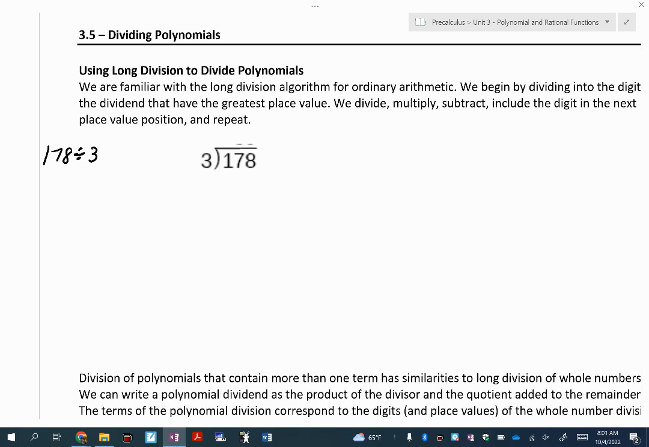So 3 cannot go into 1, so 3 goes into 17 5 times. So 5 times 3 is 15. Subtract. 17 minus 15 is 2. Bring down the 8. 3 goes into 28 9 times. 9 times 3 is 27. So we get a remainder of 1.